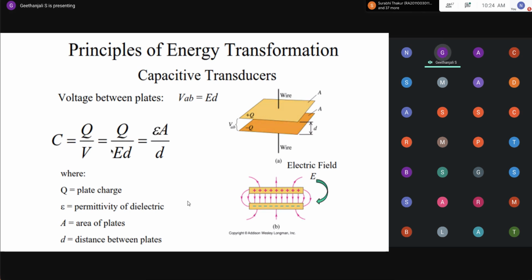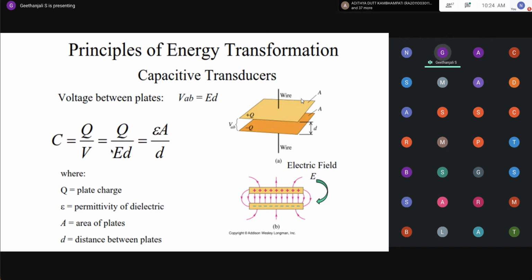See here in the capacitive transducers, voltage between plates. There are two plates. I'll have to see the diagram. We are connecting the two plates by using the wire. This is the area A, and the gap between the two plates is represented by the small d. The upper plate has the positive charges. Then the lower plate has the negative charges. The voltage difference between the two plates is given by VAB. So this is the equivalent representation for the diagram.